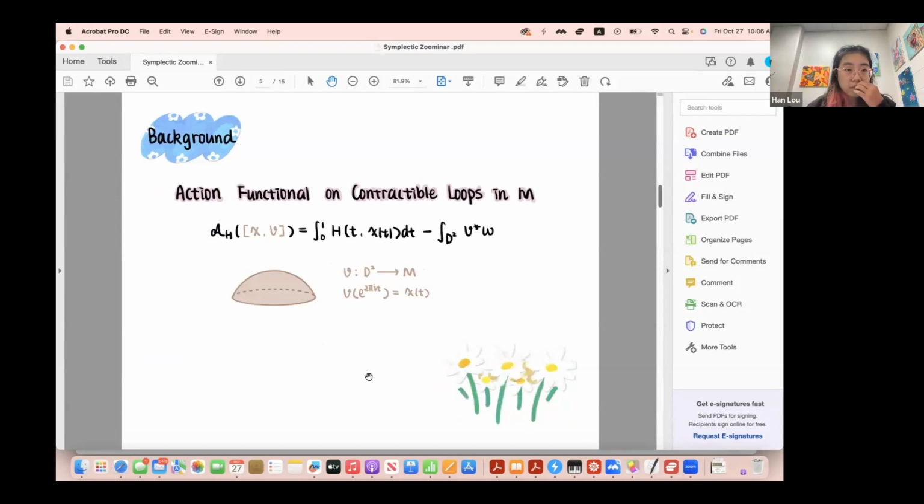And then we can define the action functional on contractible loops in M. By contractible loop, we consider the pair (x, v), where x is a periodic orbit and v is a map from D^2 to M such that it coincides with x on the boundary of the disk. Then the action functional is defined by the integral of the Hamiltonian composed with the periodic orbit minus the omega area of v.